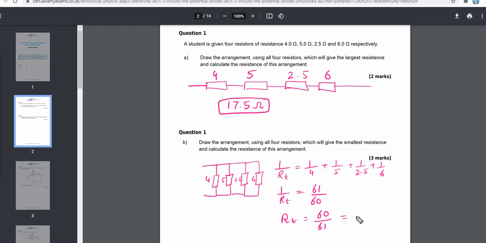So my answer will become equal to 0.98 ohms. So this is the smallest possible resistance, and we got it by attaching all the resistors in parallel. Now let's see for part C.